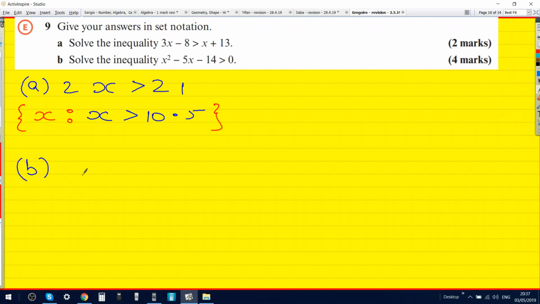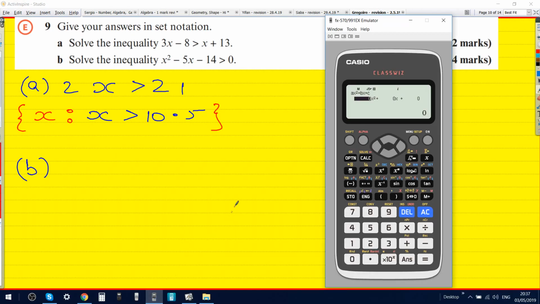B is... So then you just do a quadratic equation with it. Yep. 1, minus 5 and minus 14, and you get 7 and minus 2. So x is greater than 7, or x is greater than minus 2. You're using your graphical one, is it? Yep.